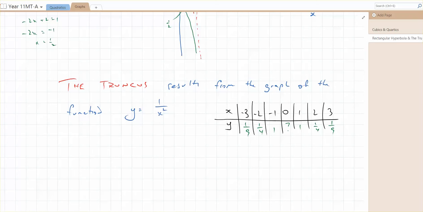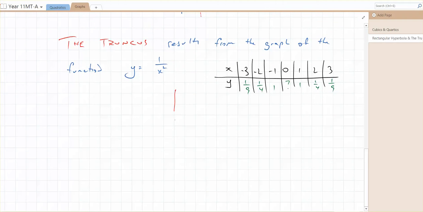So what does that mean for our graph? I think what it means is that we're going to get a reflection in the y-axis. So we've still got this problem at 0, then 1 and 1, 2 and a quarter, 3 and 1 over 9. Oh wow, it's getting really low really fast. What about x equals a half? Half squared is a quarter, and 1 over a quarter is 4. So yeah, it goes like this.